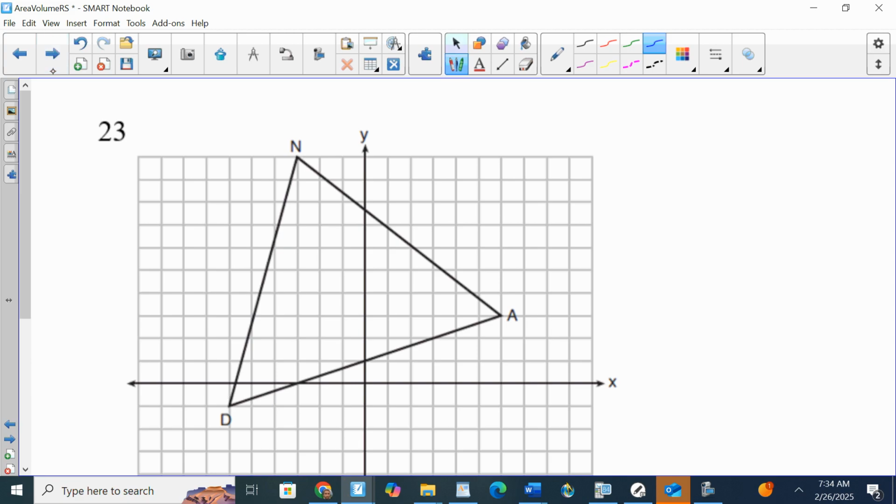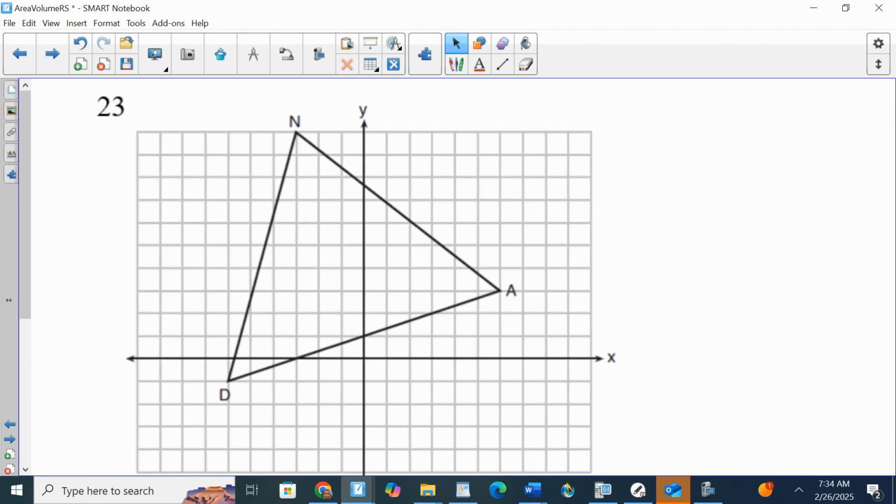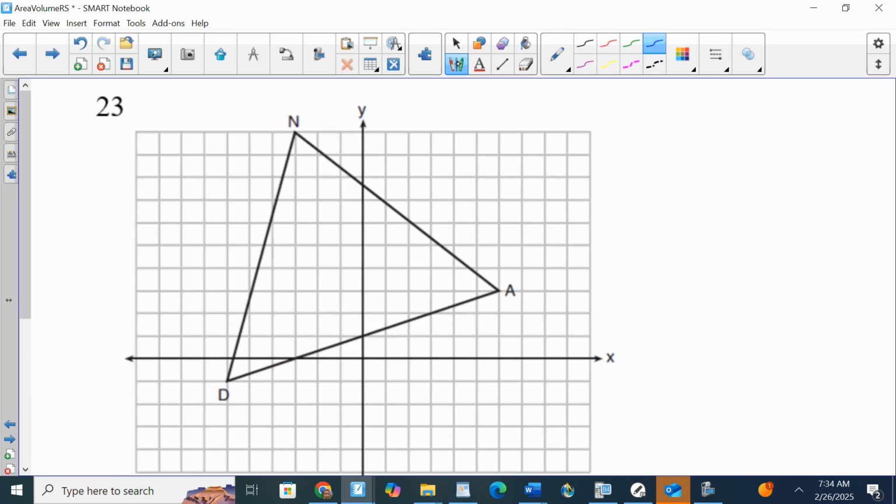Nope. Oh yeah, we got our area. To find our area on the grid, box method. We draw a box around our shape. I did a pretty good job with that box. I'm pretty proud of that.